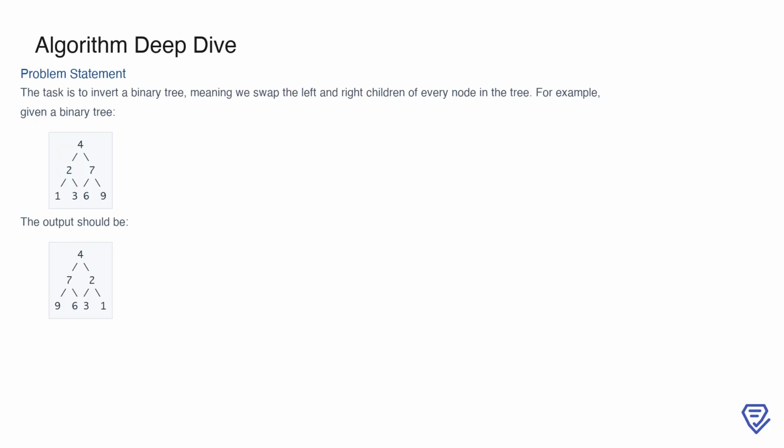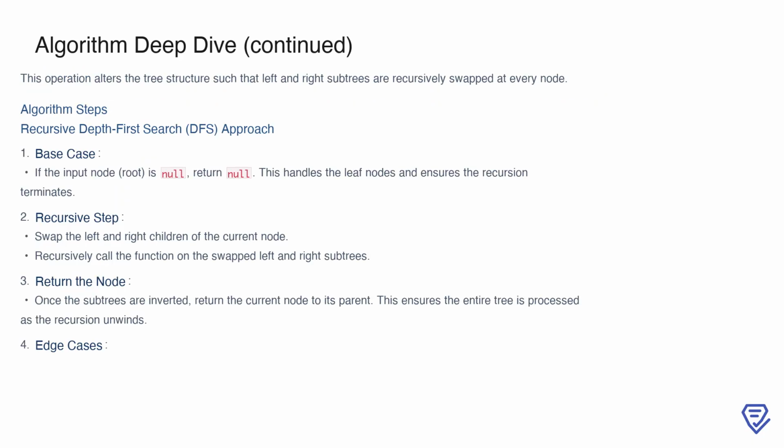After inversion, the left and right subtrees are swapped at every level. The left subtree now contains nodes 7, 9, and 6, and the right subtree contains nodes 2, 3, and 1. This transformation effectively mirrors the tree along its vertical axis, and our goal is to implement an algorithm to achieve this inversion efficiently.